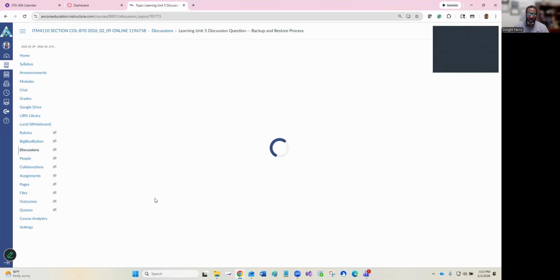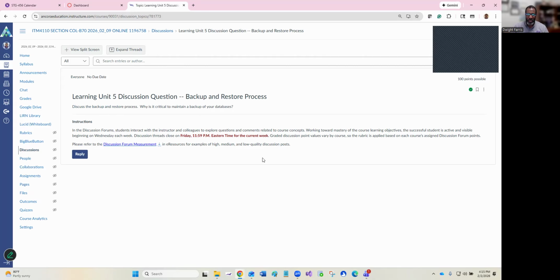All right. Right into the discussion question. This one is about the backup and restore process. You always need to know the importance of backing up data. We're dealing with several petabytes and lots and lots of data. So our prompt is: discuss the backup and restore process. Why is it critical to maintain backups of your databases? Databases are running our world now, so understanding the criticality of what data represents is important.